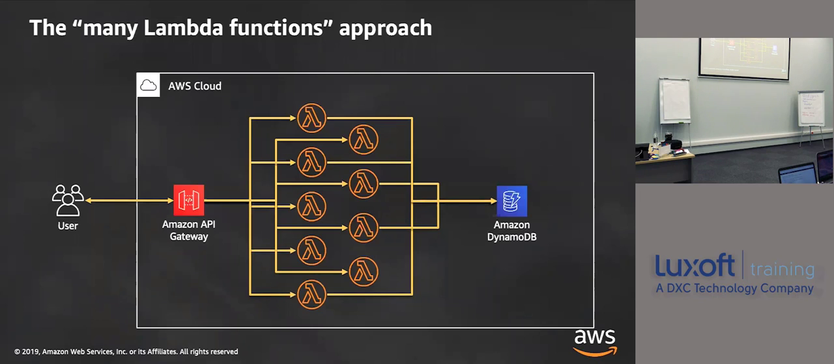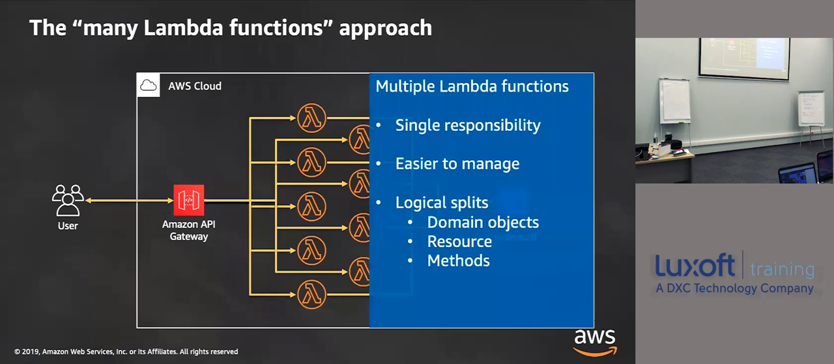Yes? You said that requesting one lambda from another lambda is a bad approach. So how can I implement my application that handles user requests and then report it? I'm going to answer that as we go through that. That's a great question. So what happens is, again, this is single responsibility.